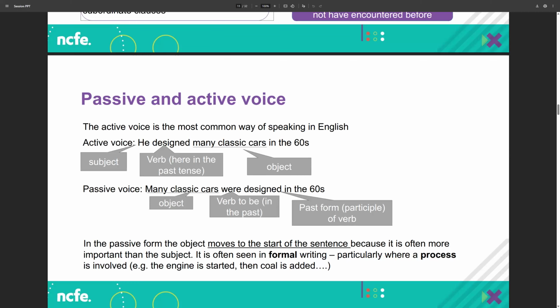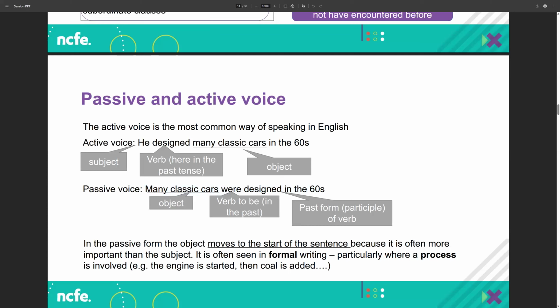Many classic cars were designed in the 60s. Does that make sense? Are we seeing the difference there? It's were designed. There's no he, there's no person. It's just the object, and they were designed in the 60s.